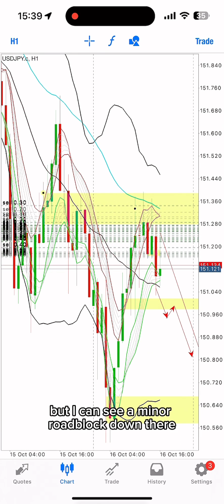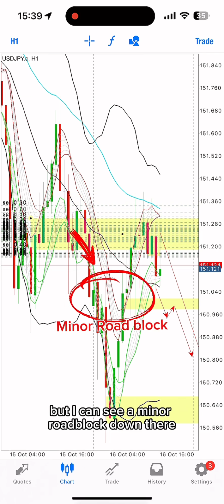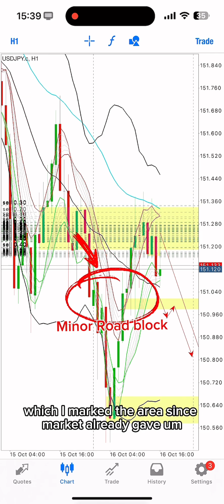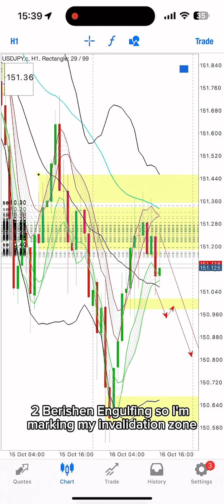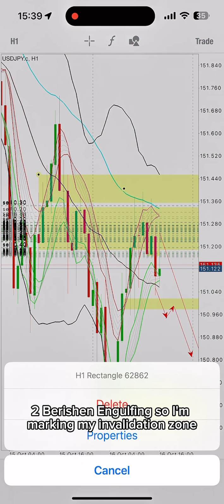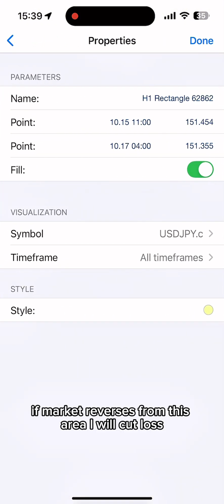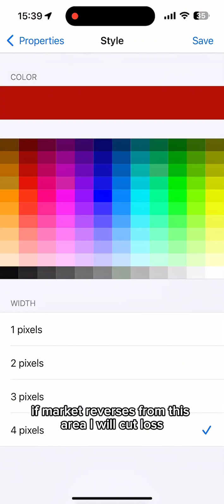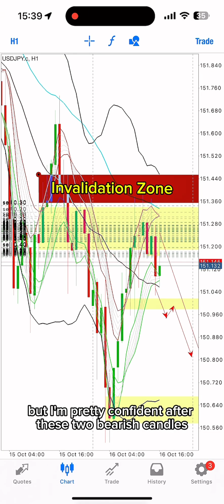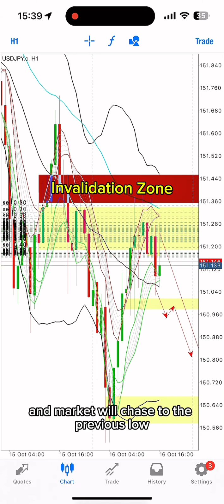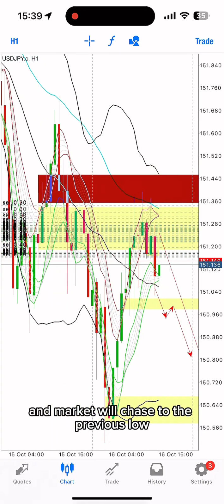but I can see a minor roadblock down there which I marked in the area. Since the market already gave bearish engulfings, 2 bearish engulfing, I'm marking my invalidation zone. If market reverts from this area, I will cut loss, but I'm pretty confident after these 2 bearish candles, market will chase to the previous low.